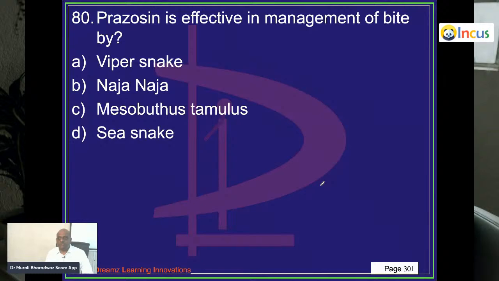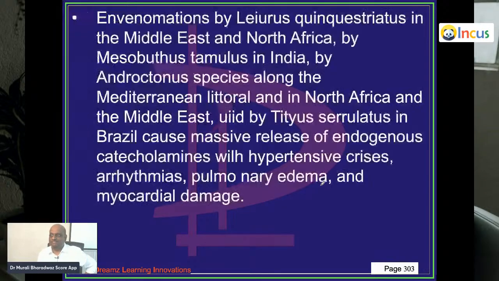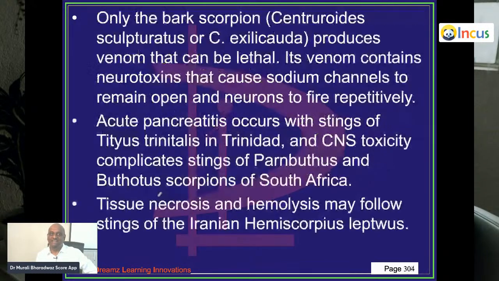Where do we use prazosin, doctor? Scorpion bite. So it is called Leiurus quinquestriatus, and Mesobuthus tamulus in India. If the scorpion knows that it has been named like this, it will be very angry, right?